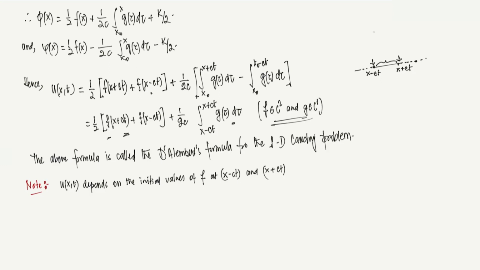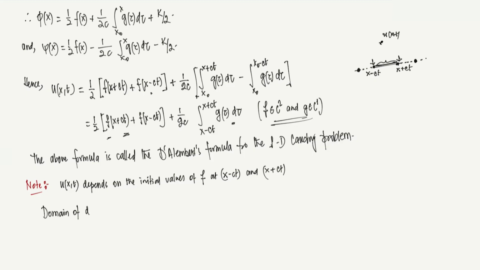What I meant is this: if you want to find out what u does at the point (x, t), you just need to know what f does at those two endpoints and what g does in the middle of these two, right? If you take any point outside this interval, that doesn't have any effect on you. Is it okay? So this interval is very special. It's called the domain of dependence.